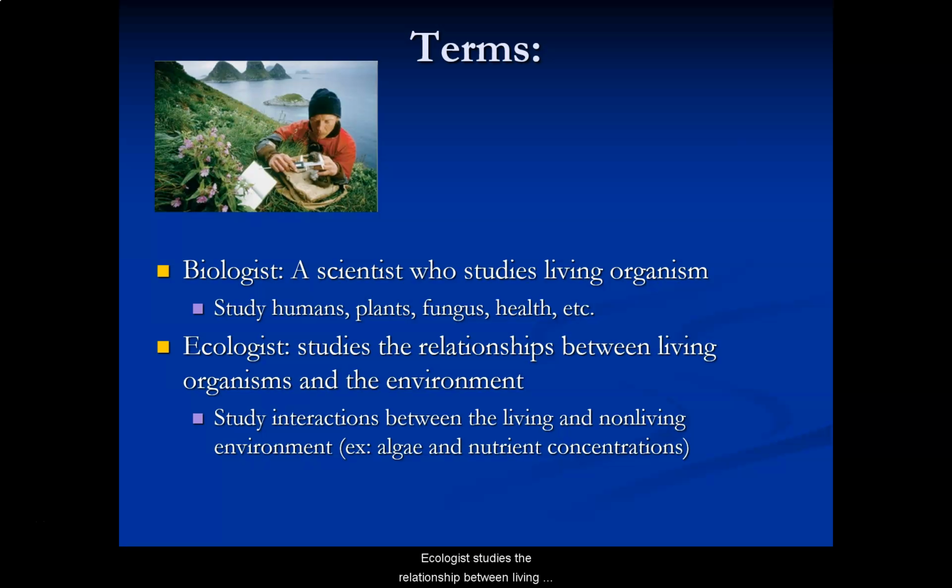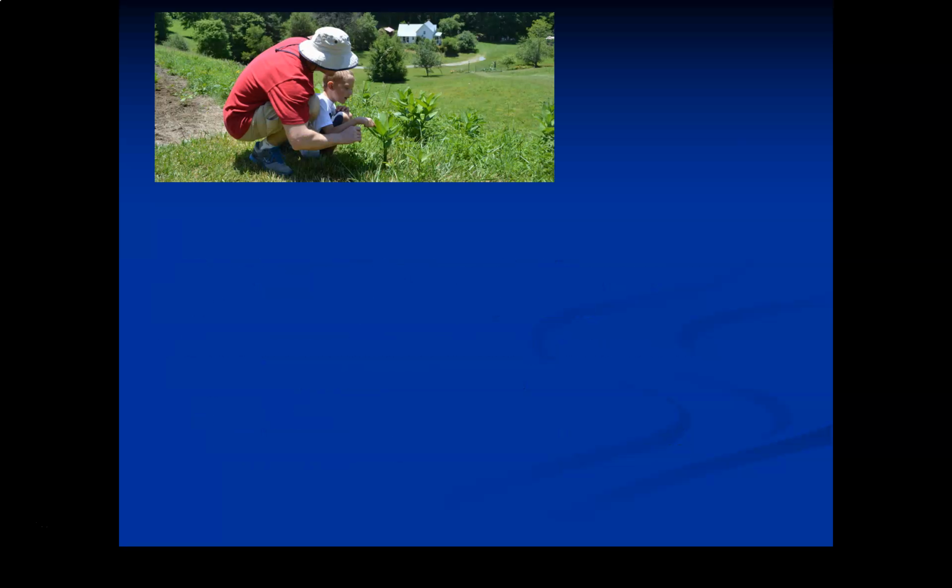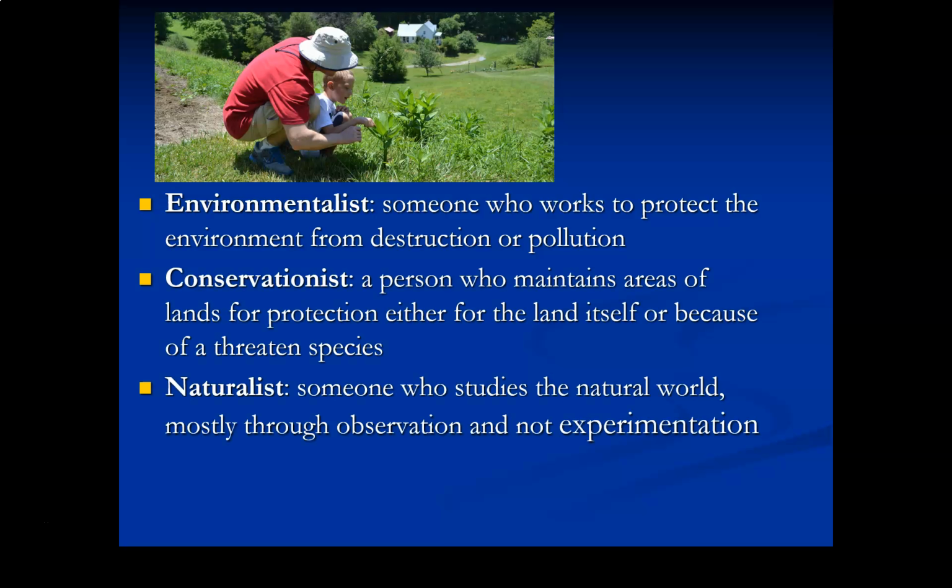An ecologist studies the relationship between living organisms and their environment. Ecologists study interactions between the living and non-living environment, such as algae and nutrient concentrations within a lake, for example. An environmentalist is someone who works to protect the environment from destruction or pollution. A conservationist is a person who maintains areas of land for protection either for the land itself or because of a threatened species. And a naturalist is someone who studies the natural world, mostly through observation and not experimentation.